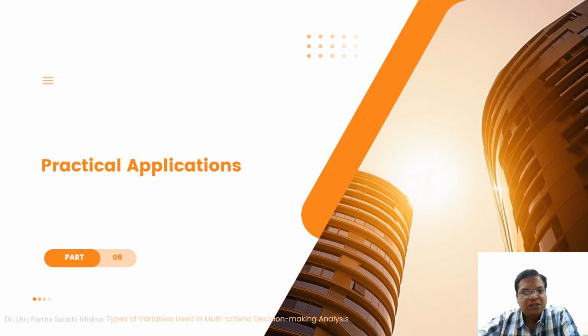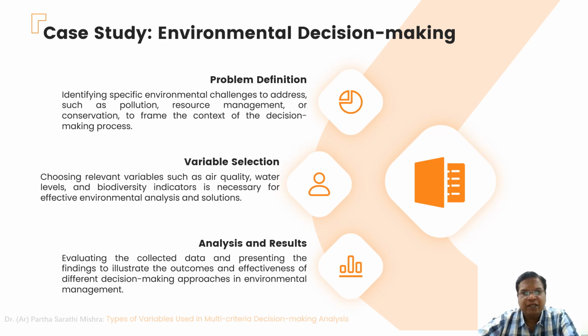Now let's discuss some of the practical applications. Case study: environmental decision making. One of the problem definitions for environmental studies is to identify specific environmental challenges to address, such as pollution, resource management, or conservation, to frame the context of the decision making. Variable selection: choose relevant variables such as air quality, water level, and biodiversity indicators necessary for effective environmental analysis and solutions.